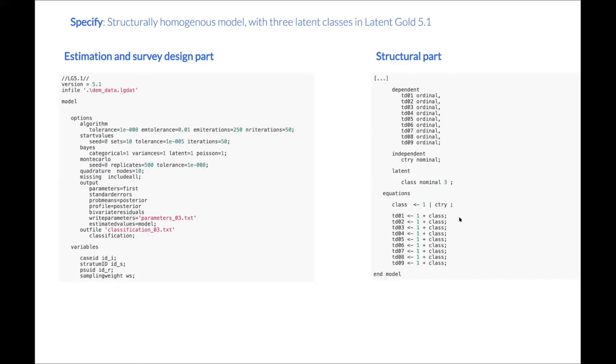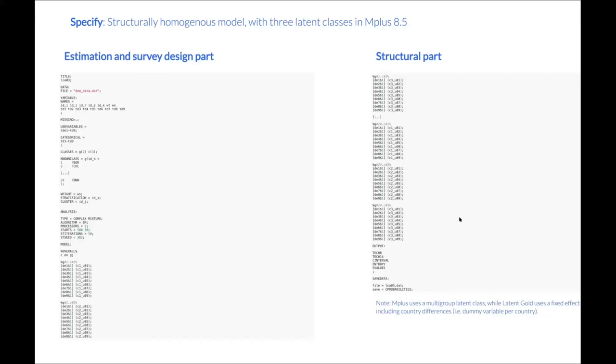If we want to do the same model, or partially the same model, with Mplus, Mplus uses a different parameterization. What Mplus does is that you can conceive the country as a latent group, but as an observed latent group. And what it's doing is fitting a multi-group latent class analysis. You would retrieve the same expected responses that you can get from Latent Gold, but you would have more parameters in the approach that Mplus is using.